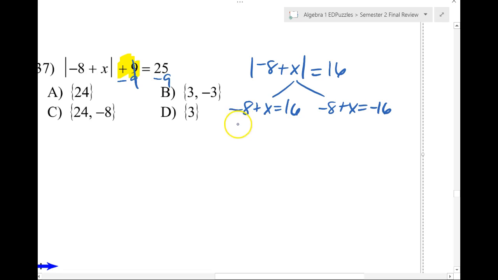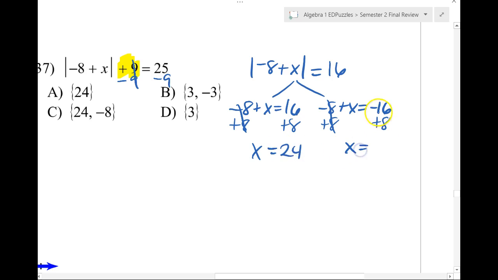Now here again, I'm going to get the x by itself, so I'm going to add 8. And the nice thing again is that you do it all the way across. These cancel out. x is equal to 16 plus 8, which is 24, and x is equal to negative 16 plus 8, which is negative 8. So that would mean C is our answer.